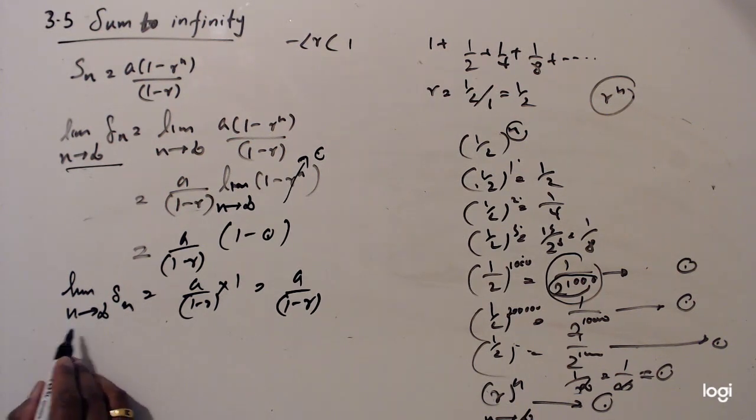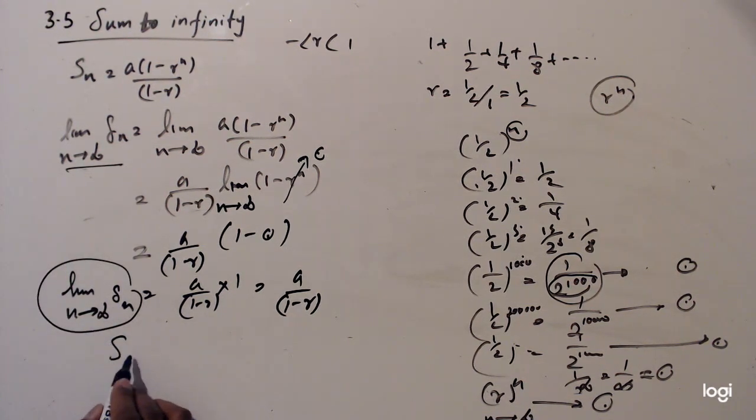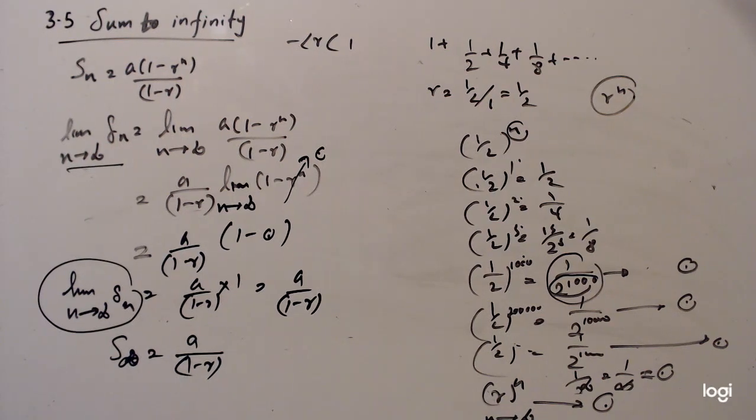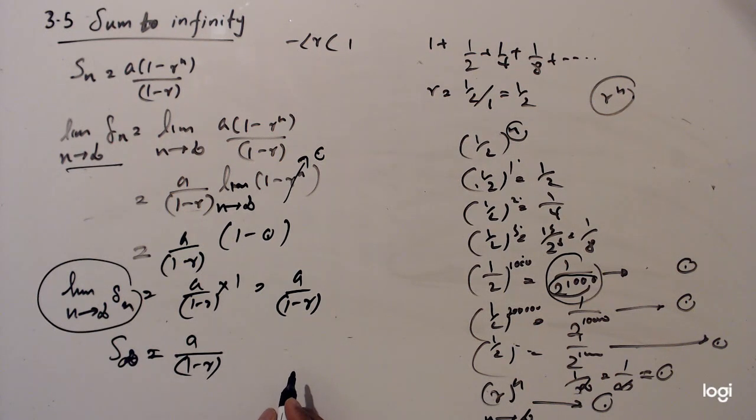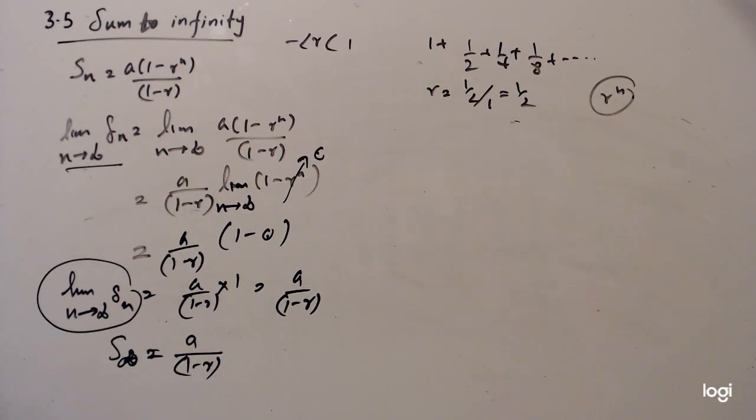What is the short form of this? We write it as S infinity, not accurate, but okay. So S infinity is a over 1 minus r. Now we have a formula.